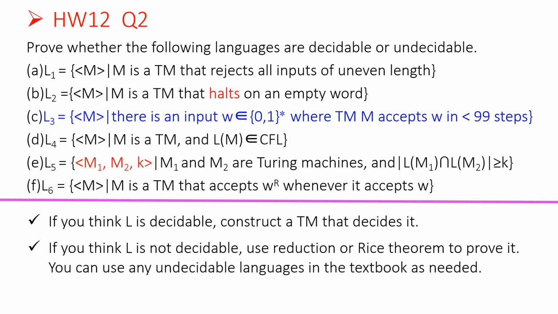Great! We have talked about the three methods. Let's use them to solve some homework problems. There are 6 languages in problem 2 for you to think about. For each language, you need to judge whether it is decidable or not. If it is decidable, then you construct a Turing machine that decides it. If it is not, then you use reduction or Rice's theorem to prove it's not decidable. You can use any undecidable languages in the textbook to form a contradiction if you use reduction. I personally think Rice's theorem is easier in some cases.